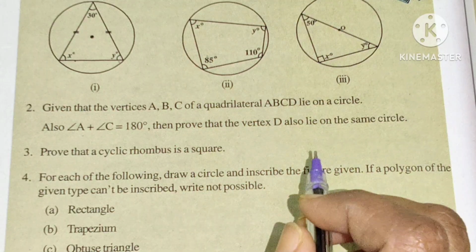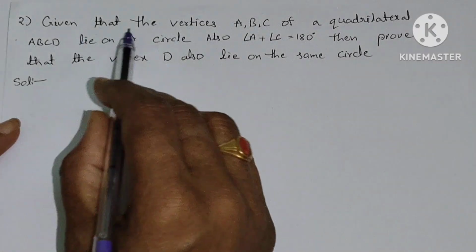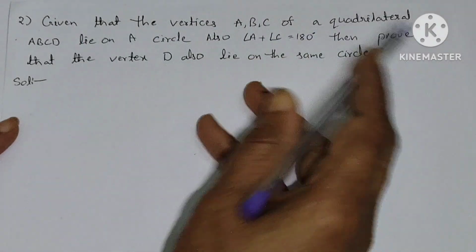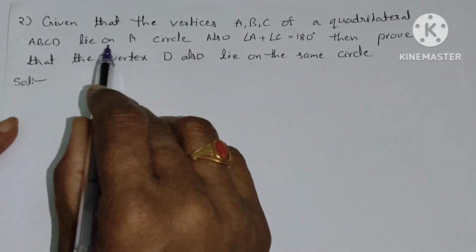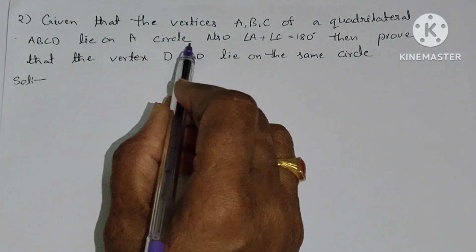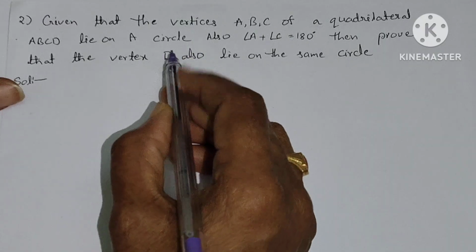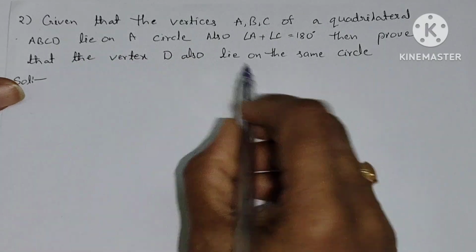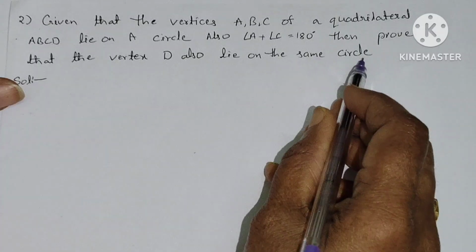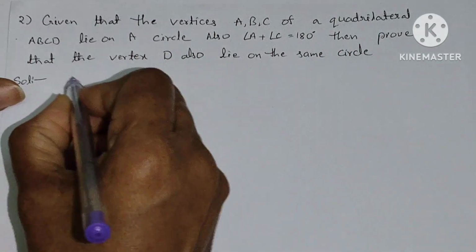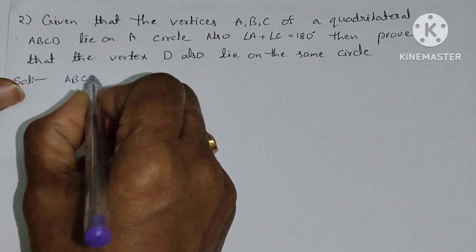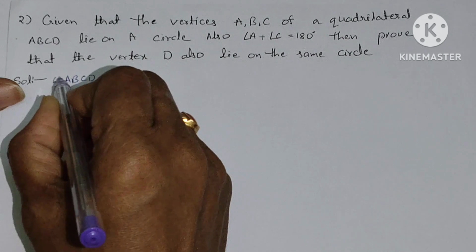So we write that. Given that vertices A, B, C of quadrilateral ABCD lie on a circle. Now we prove that D also lies on the circle. Here ABCD is a quadrilateral.